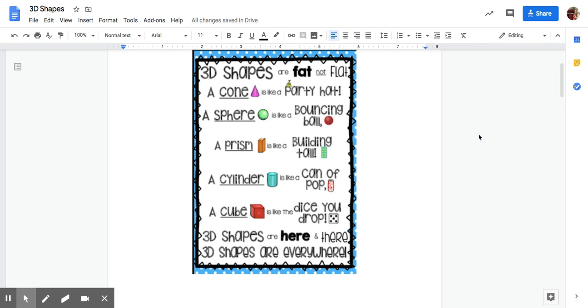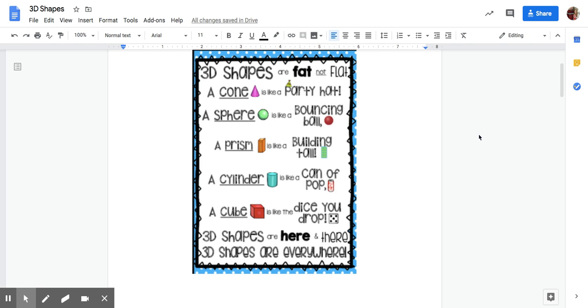3D shapes are fat, not flat. A cone is like a party hat. A sphere is like a bouncing ball. A prism is like a building tall. A cylinder is like a can of pop. A cube is like the dice you drop. 3D shapes are here and there. 3D shapes are everywhere. So 3D shapes are actually things that you can hold and touch.